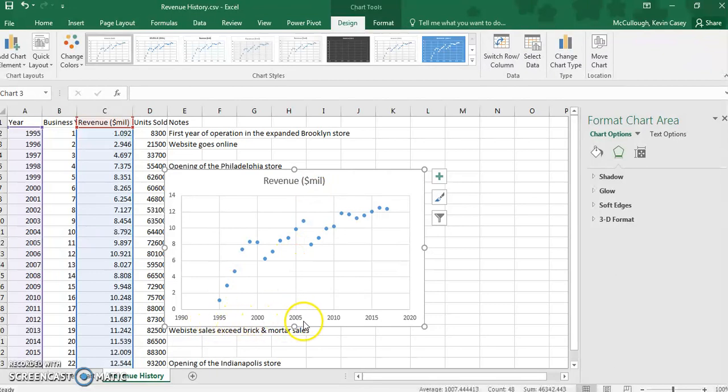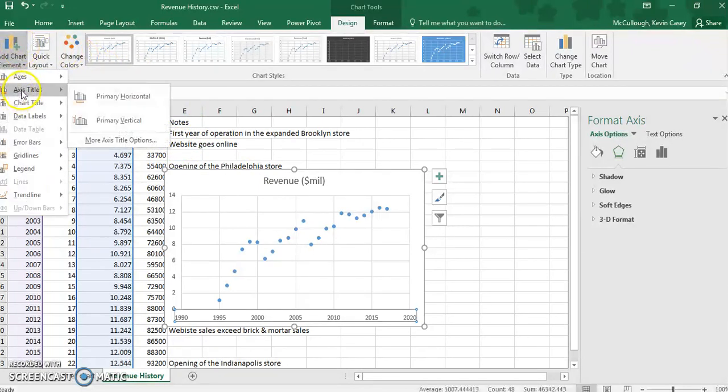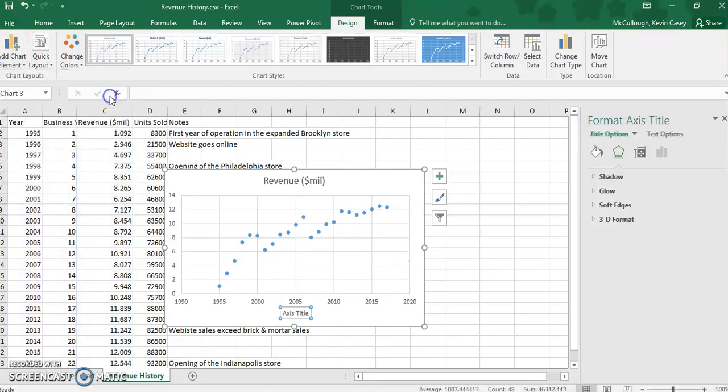Here's the year on the x-axis. Let's go ahead and add, as we always should, labels on our axes, so we'll take a moment to do that. Let's do axis title. We want horizontal axis. Call this one business year.